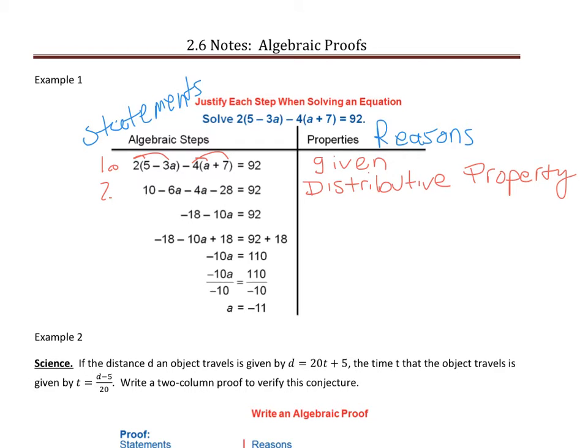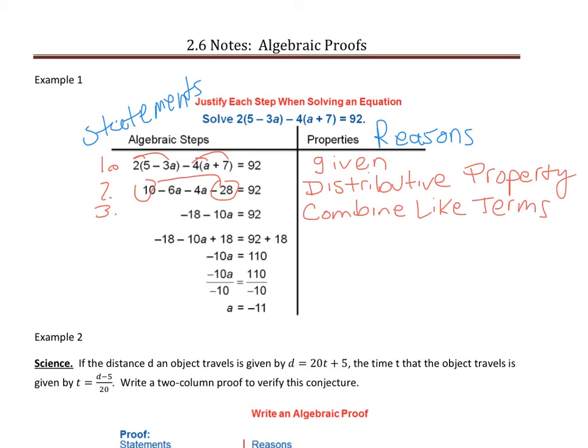All right, row 3. What's happened here between 2 and 3? Hopefully you can see that we've combined like terms. We've combined the constants, 10 minus 28 is negative 18, and we've also combined the 6a and 4a. Now combining like terms is definitely rooted in the distributive property, but I'm okay if you just use what's natural, combine like terms, because that's what's really happening here.